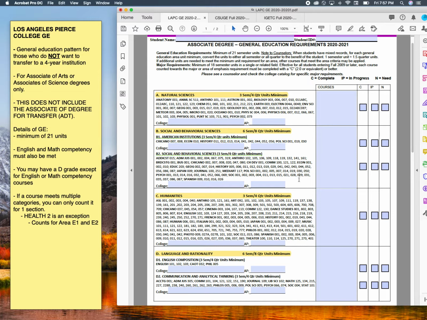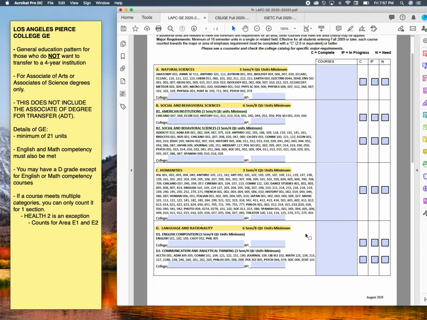So a lot of times students think, oh, well, I could just take 2 classes from here and it'll meet 6 units. No, no, no. It still has to be 1 from the American institutions and 1 from the social and behavioral sciences. Okay, so next is the humanities, and this one's a little bit easier. You get to pick 1 class from this category under the humanities, and it has to be at least 3 units, okay? If it's less than 3 units, you have to pick at least 2 classes to equal at least 3 units. Next one is Area D, Language and Rationality.